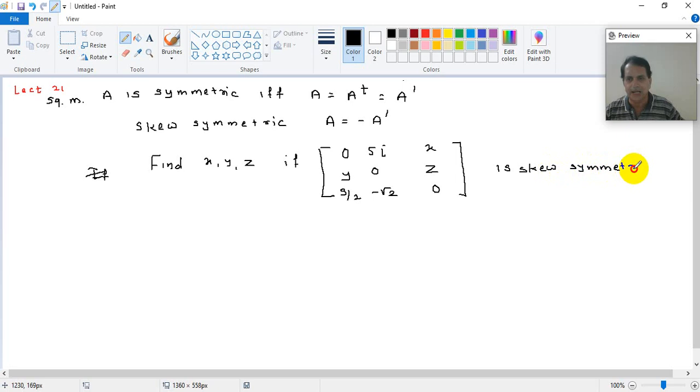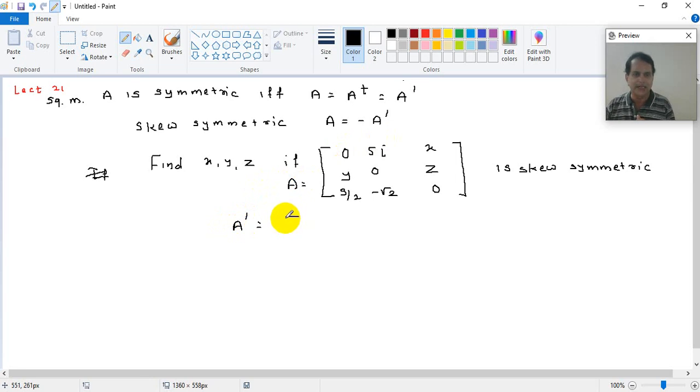What do you mean by matrix is skew symmetric? All the diagonal elements of a skew symmetric matrix are always 0. And we should know this definition: A is equal to minus A dash. So this is your A. Suppose this is A. What you do is calculate A dash.